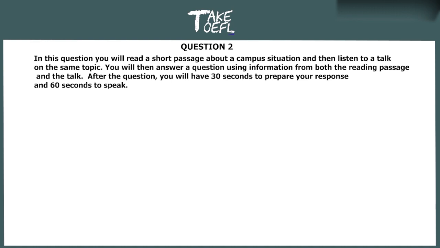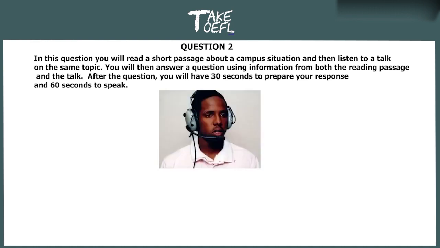Read a student letter in the university newspaper. You have 45 seconds to read the letter. Begin reading now.